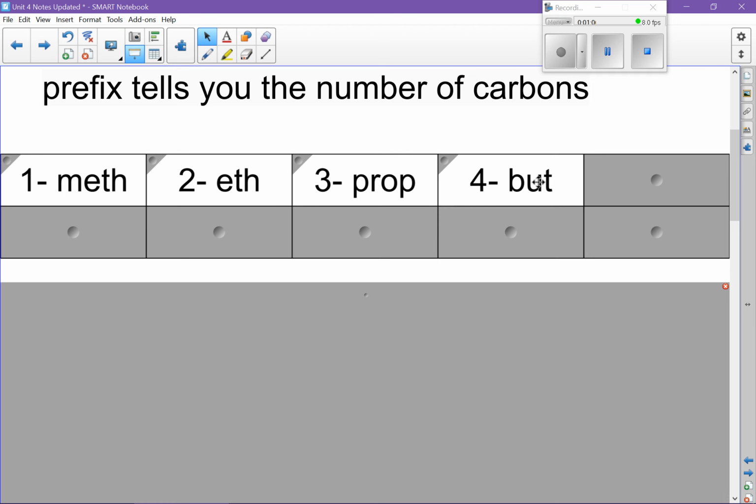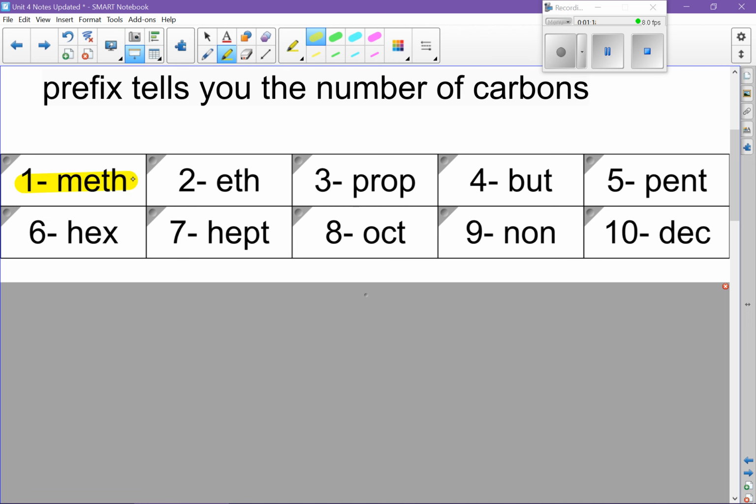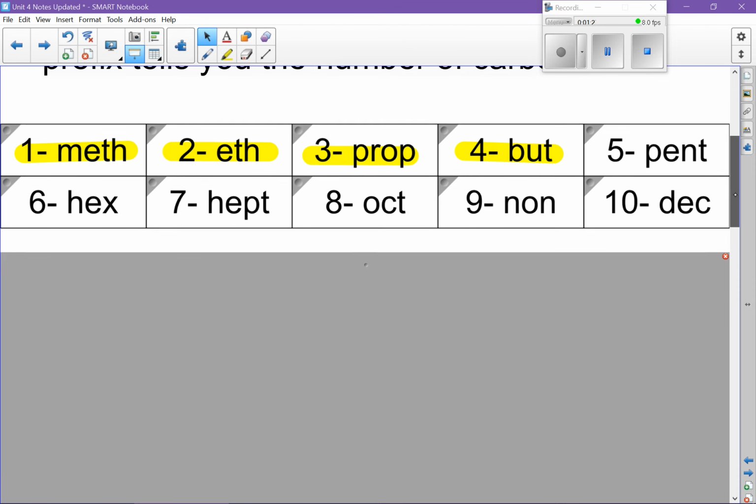Then from there, the rest of them you know. 5 is pent, 6 is hex, 7 is hept, 8 is oct, 9 is non, 10 is dec. So there are 4 new ones here, and it's the first 4. The rest of them you're really good at already. I have a trick, hopefully, that will help you remember those first 4.